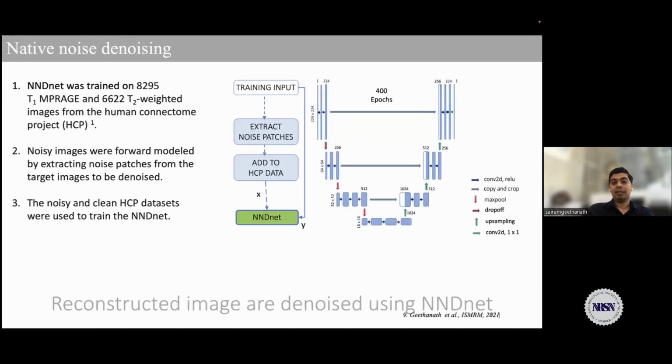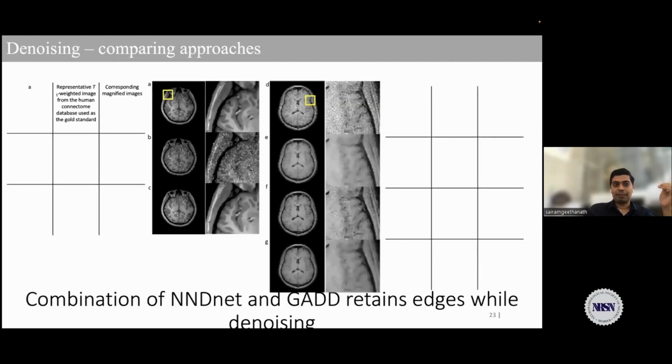We also did denoise these images using our own method called the native noise denoising, which basically gets noise patches from the images themselves, and then eventually uses them to denoise. We train on the Human Connectome project. For further details, you can look at some of my work from ISMRM in 2021, but I'm more than happy to talk about it in detail as well in the Q&A.